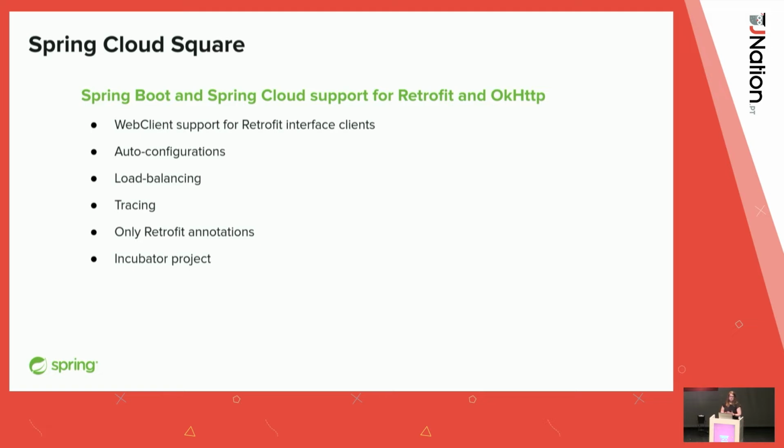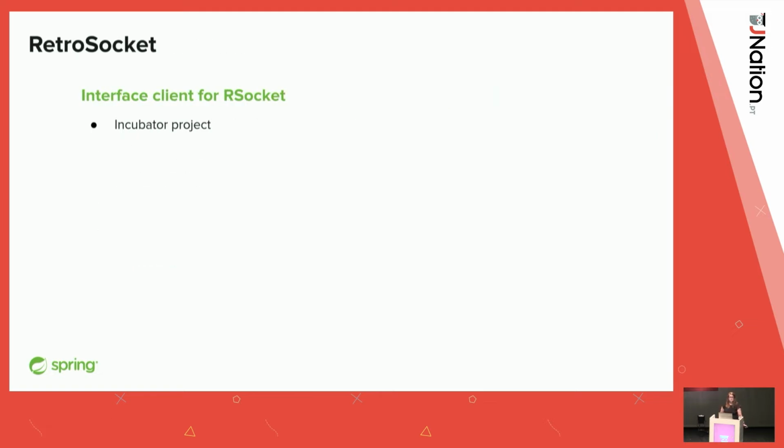The change that we introduced was that we only supported Retrofit annotations here, not Spring MVC annotations anymore, to avoid these problems that we've had, for example, with the request mapping. This was an incubator project. We had some users, some issues that we were fixing, and some PRs. Some people started using it. Also, another project created by Josh Long was RSocket, which was a similar interface client, but this time for RSocket.